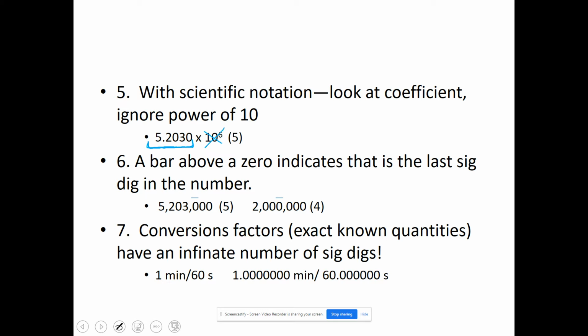So when we're counting this, ignore the power of 10. It's still part of the value of the number, but not for sig digs. And then count the 5, the 2, and the 3 because of the first rule. The 0 counts here because it's smushed in between, and because it's also a 0 after a decimal. The last 0 is an ending 0, and it's after a decimal point, so it counts. So any ending 0, if it's after a decimal, will count. So there are the reasonings why we have 5.